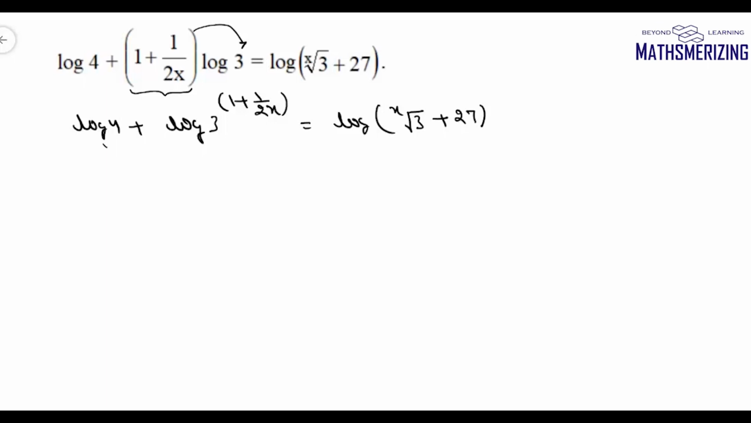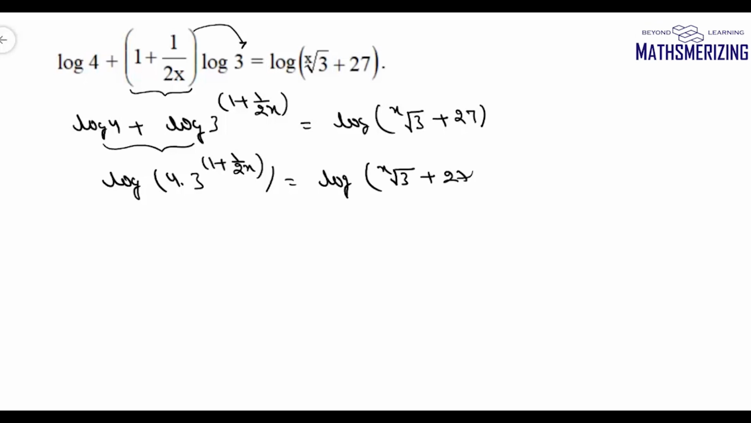Now I can use the property log m plus log n. So I can write it as log 4 into 3 to the power 1 plus 1 upon 2x, and this is log x root of root 3 plus 27. Now I can cancel log with log. So I can write it as 4 into 3, and this is 3 to the power 1 upon 2x. I can write this as 3 to the power 1 upon x and then plus 27. So this is 12.